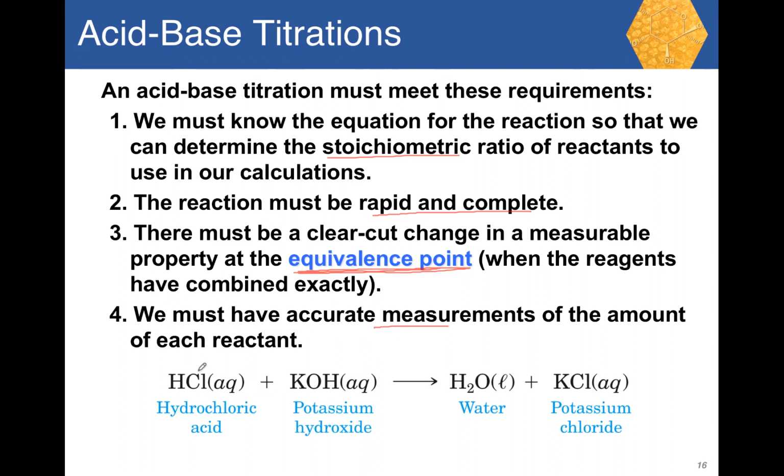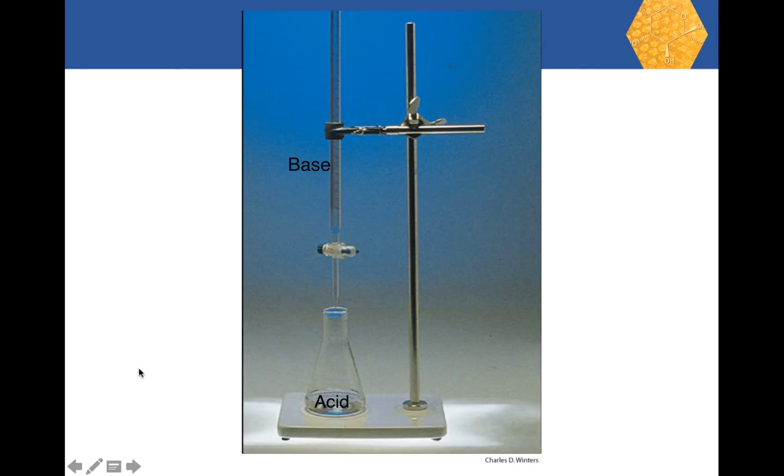Once again, if we have an unknown concentration of HCl and a known concentration of KOH, when the reaction is done, or reaches the equivalence point, we know that 1 mole, as a conversion factor, of KOH will react with 1 mole of HCl. So if we have an unknown here, and we know the concentration here, we can determine the unknown concentration. Let's see how we do that on a practical basis.